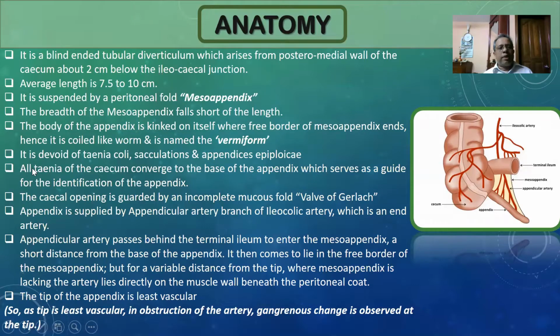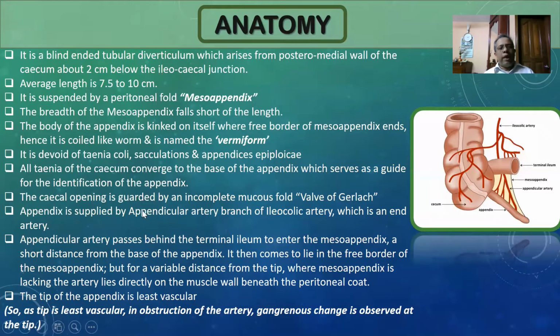All the tinea of the cecum converge to the base of the appendix, which serves as a guide for the identification of the appendix. This is a very important line, because when you start searching for the appendix, our aim is to identify the cecum and go to its base where the tinea start. Where the tinea start, there the appendix base lies. So this is the anatomical landmark which lets you easily identify the appendix during appendicectomy.